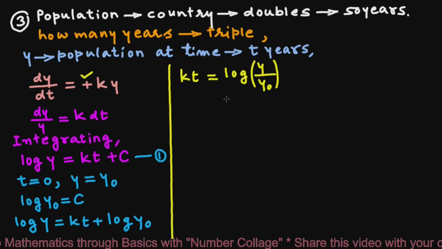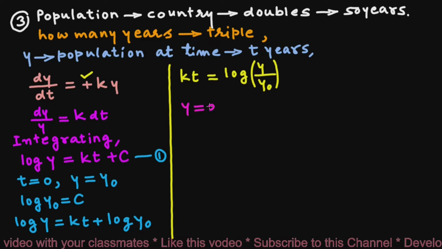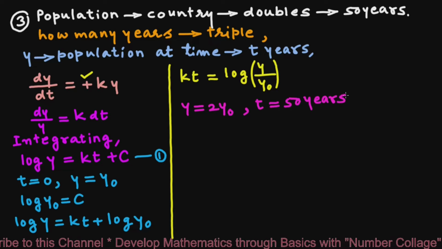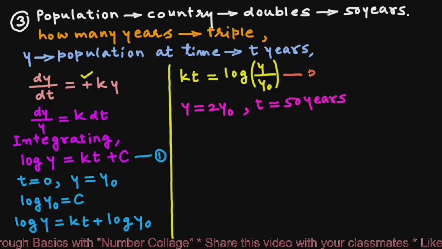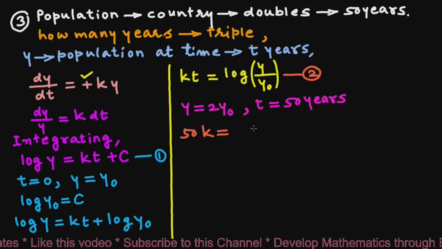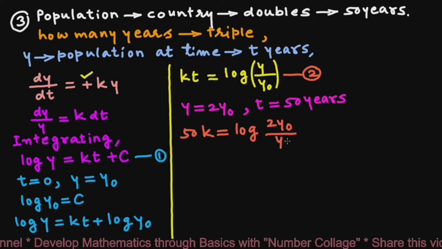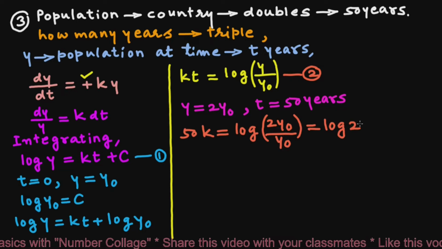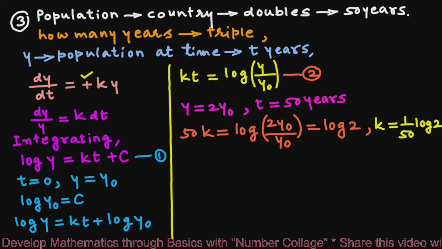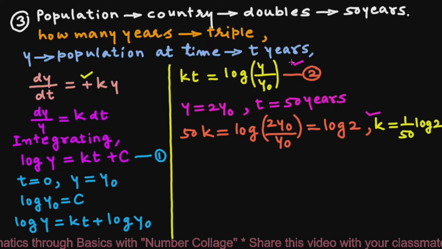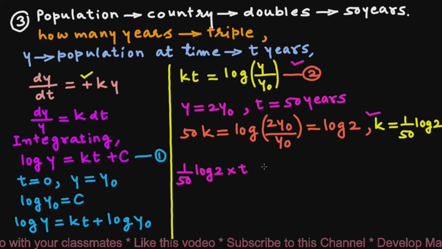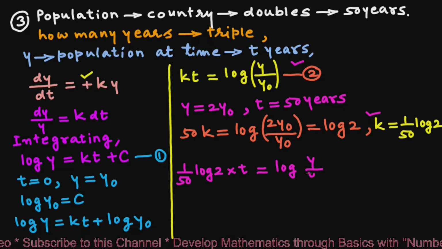According to next condition, the population y doubles, that is, it becomes 2y0 in time t equals 50 years. Therefore, this equation 2 becomes k into 50, that is 50k equals log of 2y0 upon y0, which will be log 2. So k becomes 1 upon 50 log 2. Now we will use this value of k in this equation 2 and write 1 upon 50 log 2 multiplied by t equals log y upon y0.